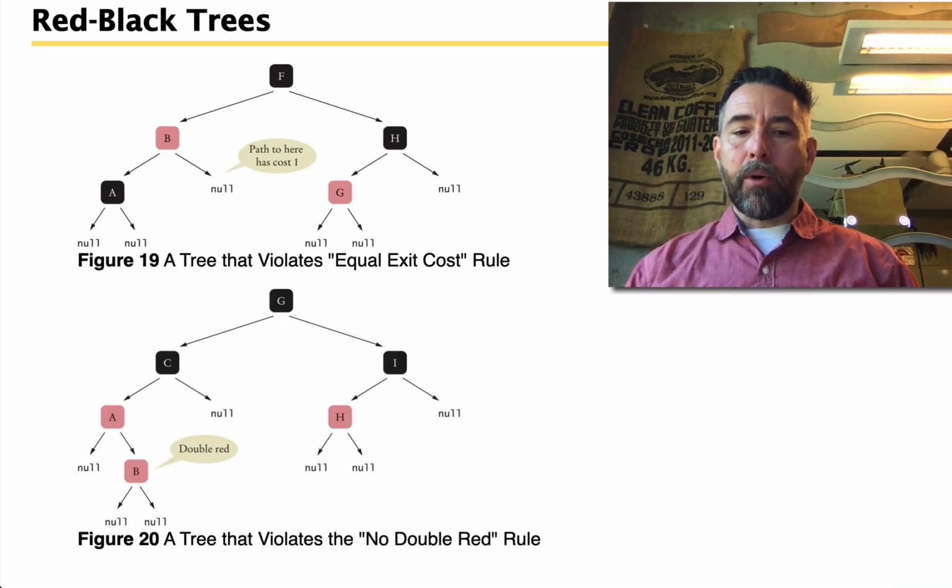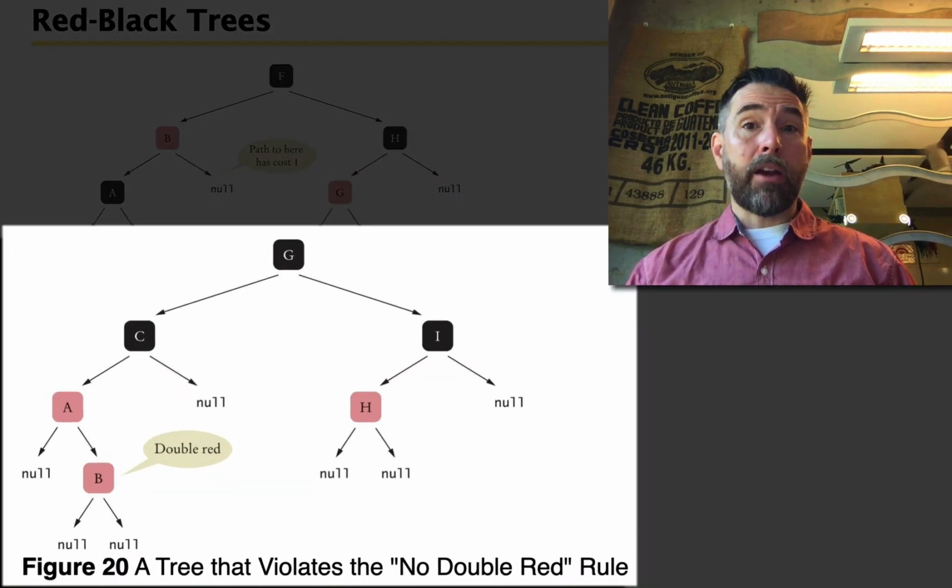In the bottom example, we can see that we have a tree that is a binary tree. It is a binary search tree, but it is not a red-black tree because it violates the double red rule. We have an example of 2 nodes where a parent and a child are both colored red.